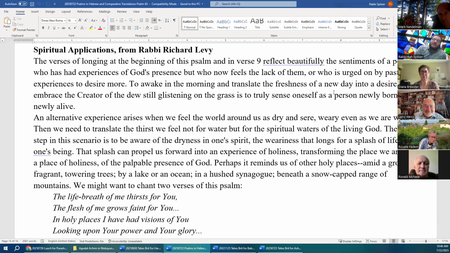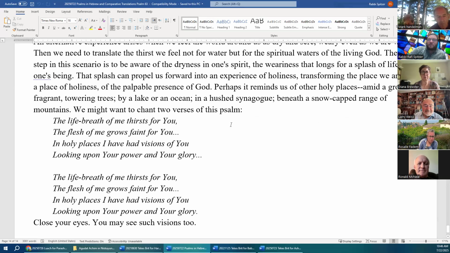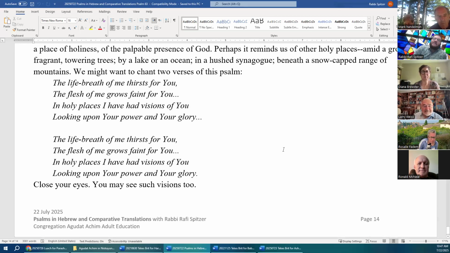That splash can propel us forward into an experience of holiness, transforming the place we are into fragrant towering trees by a lake or an ocean, in a hushed synagogue, beneath a snow-capped range of mountains. We might want to chant two verses of this psalm. The life breath of me thirsts for you, the flesh of me grows faint for you. In holy places I have had visions of you, looking upon your power and your glory. Close your eyes. You may see such visions too.